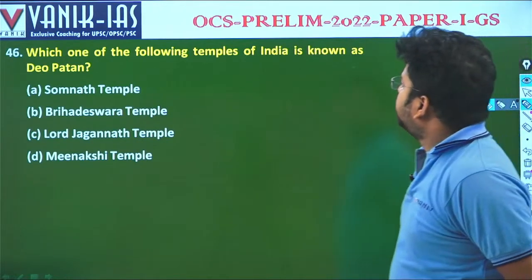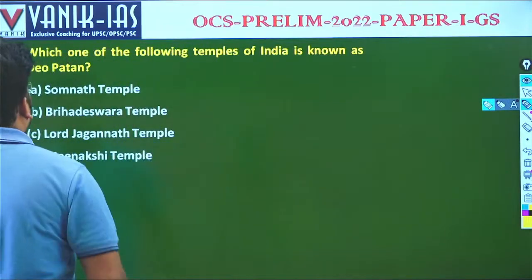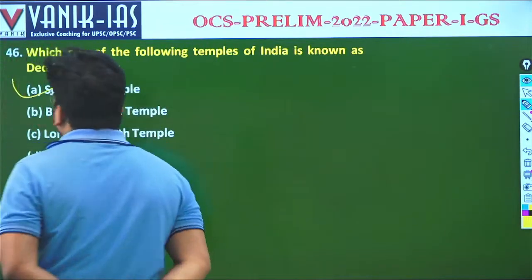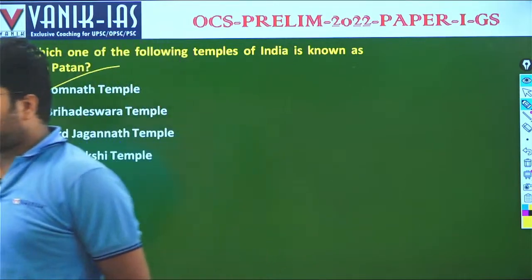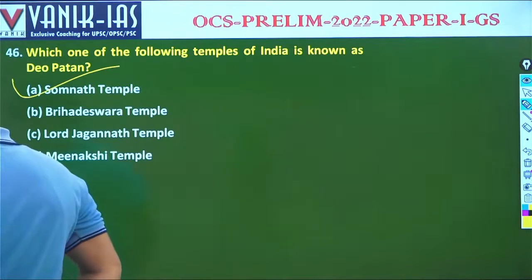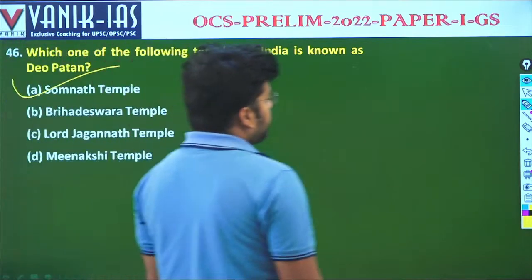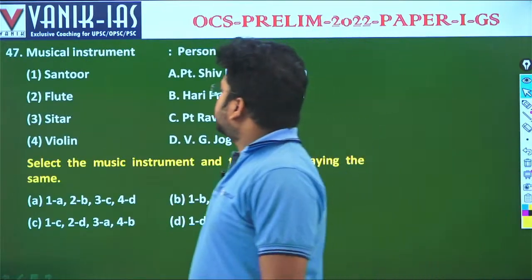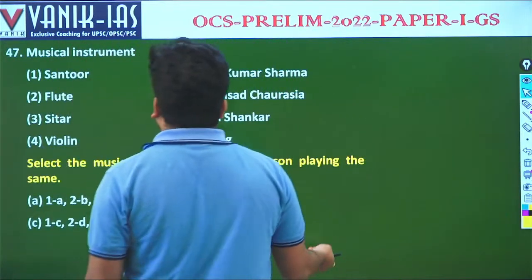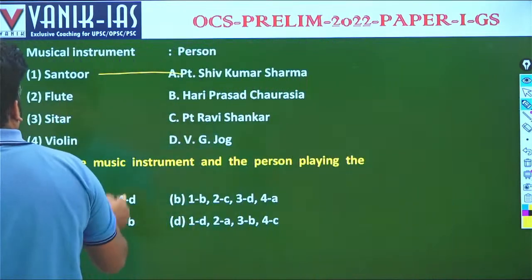46. Which of the following temples in India is known as Deopatan? Deopatan, it is Somnath temple, right? Somnath temple. It was in the news because the Prime Minister is the chairman of the Somnath Temple Trust. Prime Minister is the chairman. Okay. Next, musical instruments. Santoor. Pandit Shiv Kumar Sharma recently died. Pandit Shiv Kumar Sharma, santoor. Flute, Hariprasad Chaurasia. This is also right.